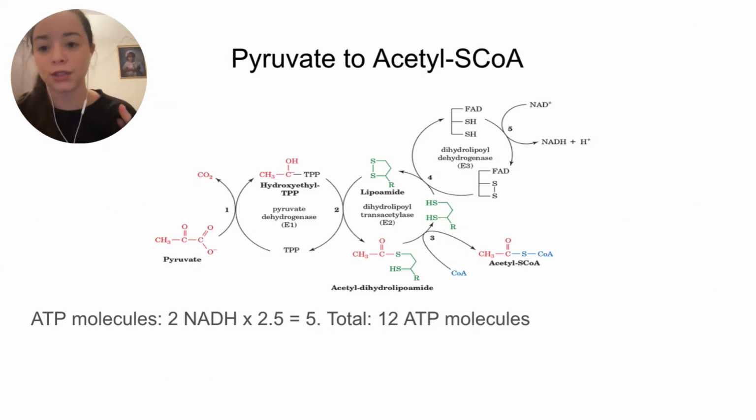So before we can enter the citric acid cycle, we first have to convert pyruvate into acetyl coenzyme A, and this is done by the pyruvate dehydrogenase multi-enzyme complex. And in the process of converting pyruvate to acetyl coenzyme A, we are yielded another two molecules of NADH. So that leaves us with another 5 ATP molecules. So now we have a total of 12 ATP molecules.